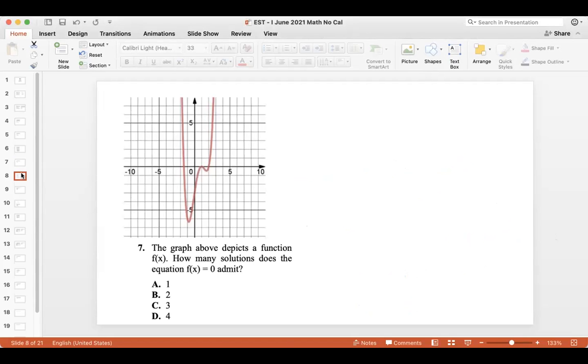The graph above depicts a function f(x). How many solutions does the equation f(x) = 0 admit? Okay, so this is a unique solution. This is a repeated solution, a paired solution, and this is another unique solution. So one solution here, two here, and one here. The total number of solutions is 4.